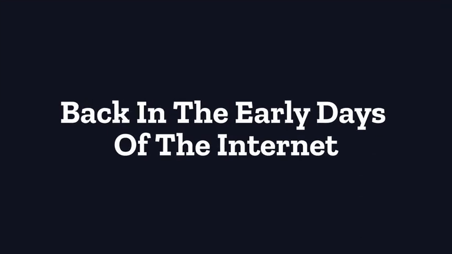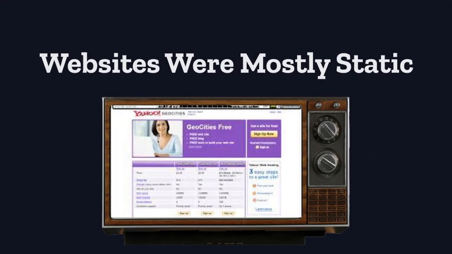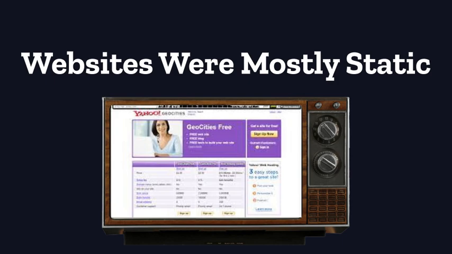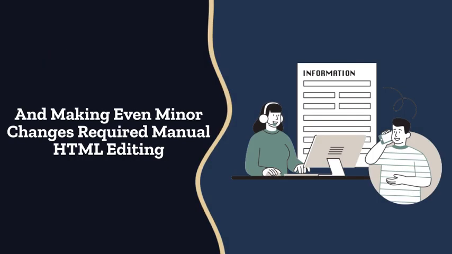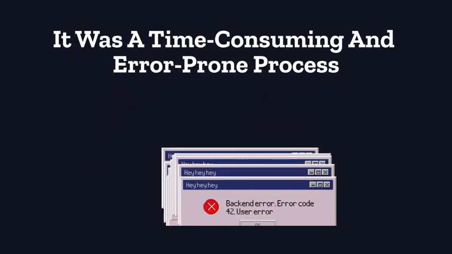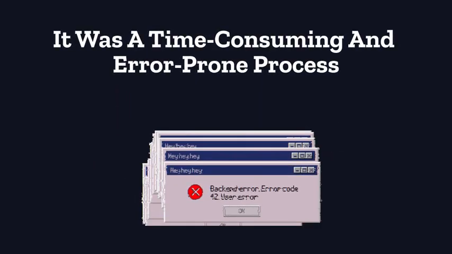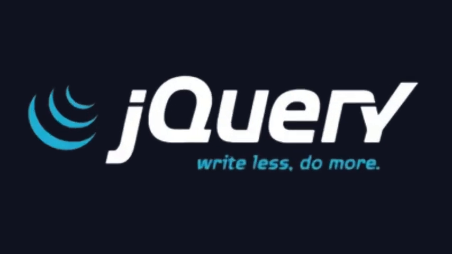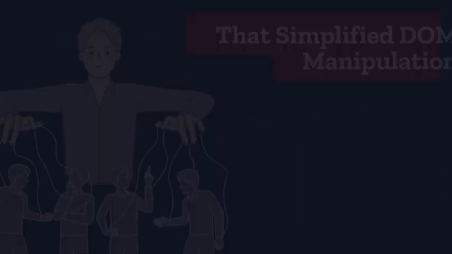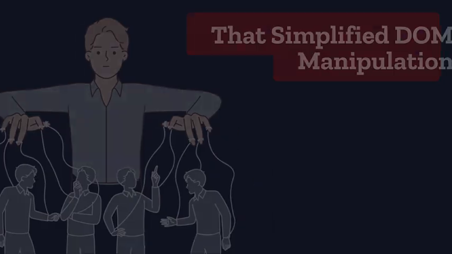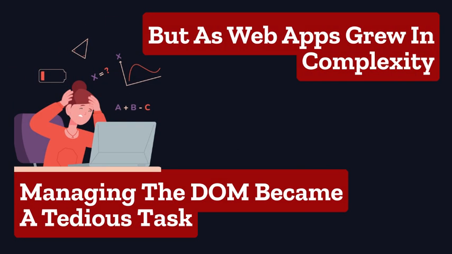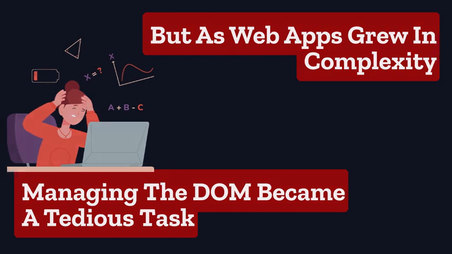Back in the early days of the internet, websites were mostly static and making even minor updates required manual HTML editing. It was a time consuming and error prone process. Then came jQuery, a JavaScript library that simplified DOM manipulation. But as web applications grew in complexity, managing the DOM became challenging and a tedious task.